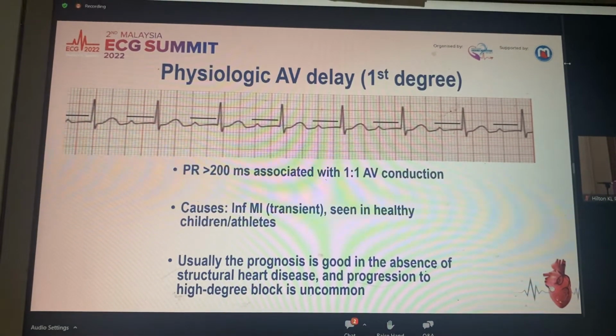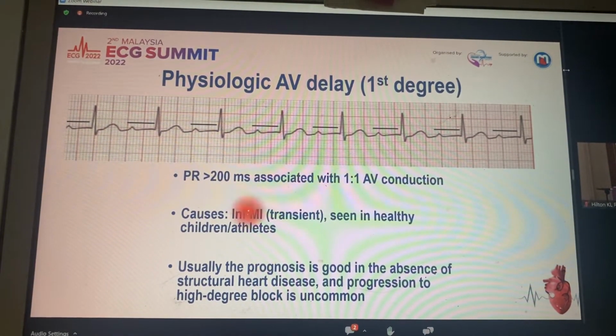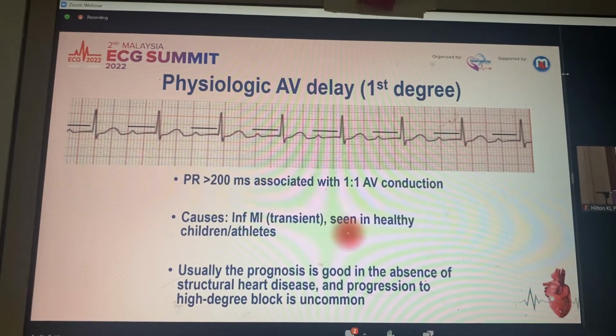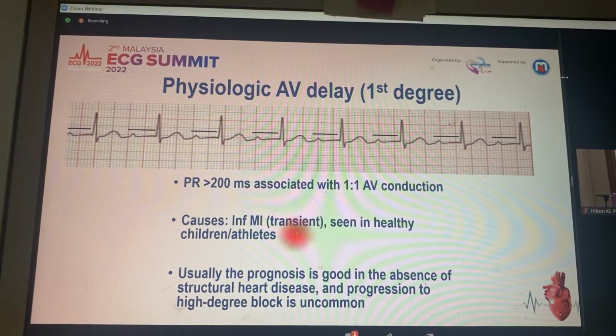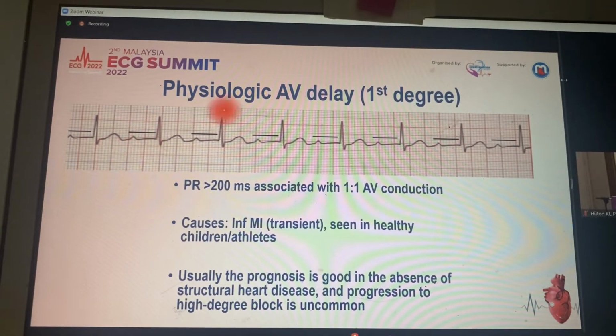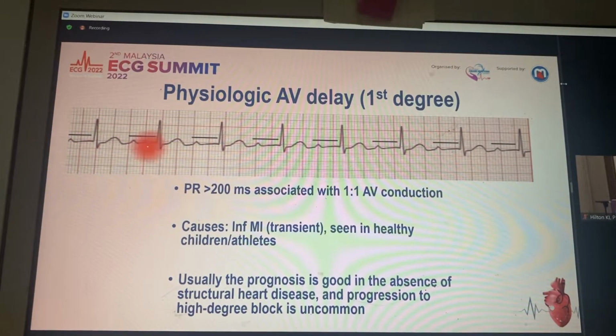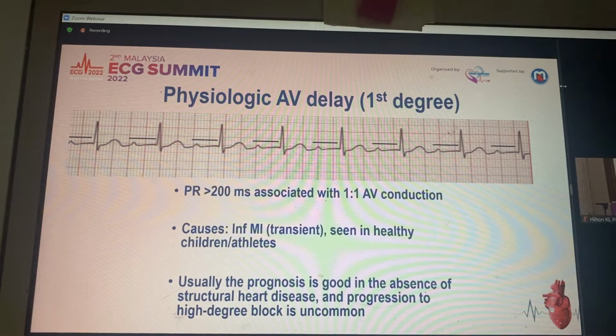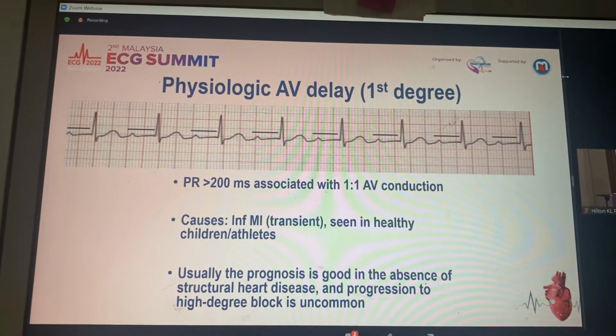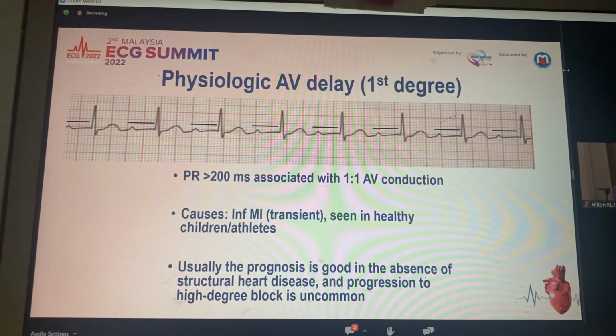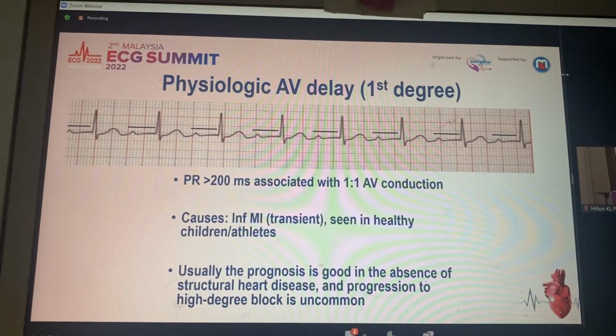The causes can vary. It can be ischemia related, like inferior MI, or it can be seen in healthy children or athletes. So just remember that in first degree there is no missed beat. The prognosis is usually good in the absence of structural heart disease, and progression to high degree block is very uncommon in first degree heart block.